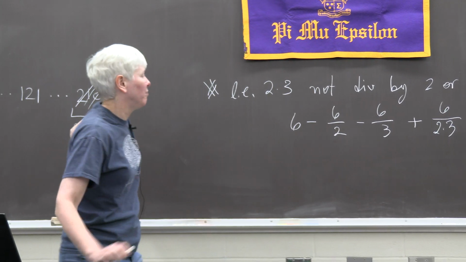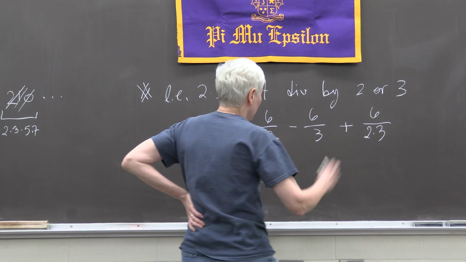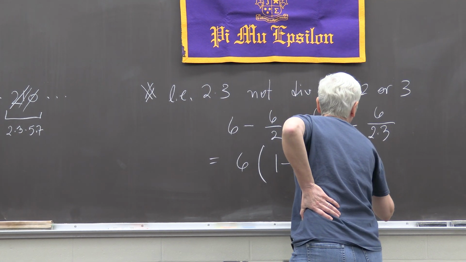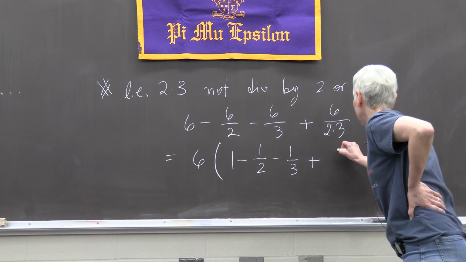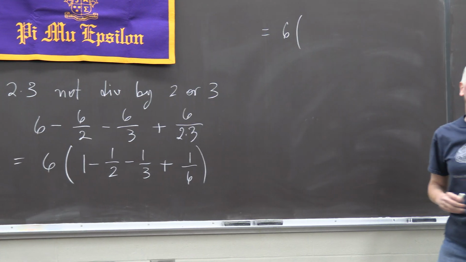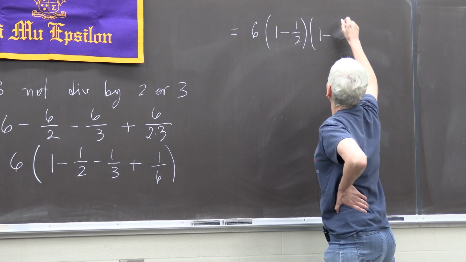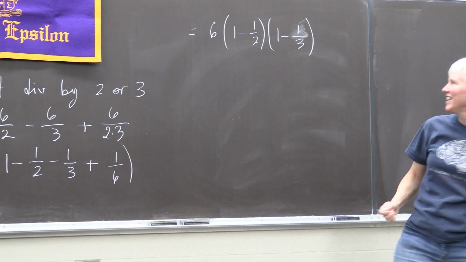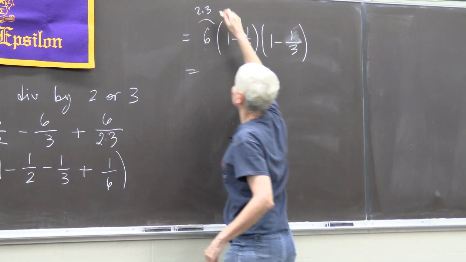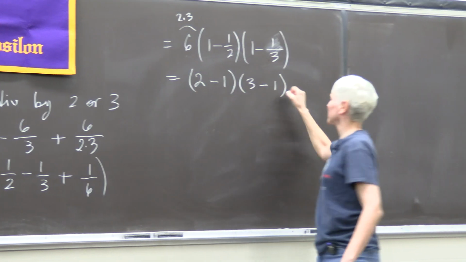Yeah, so interestingly enough, when you factor out the 6, you get a neat looking little series. You get 1 minus a half minus a third plus 1/6. Okay, and that turns out to factor very nicely. And then 6 is 2 times 3. You can put the 2 here and the 3 here, and you get 2 minus 1 times 3 minus 1. Oh, wow.